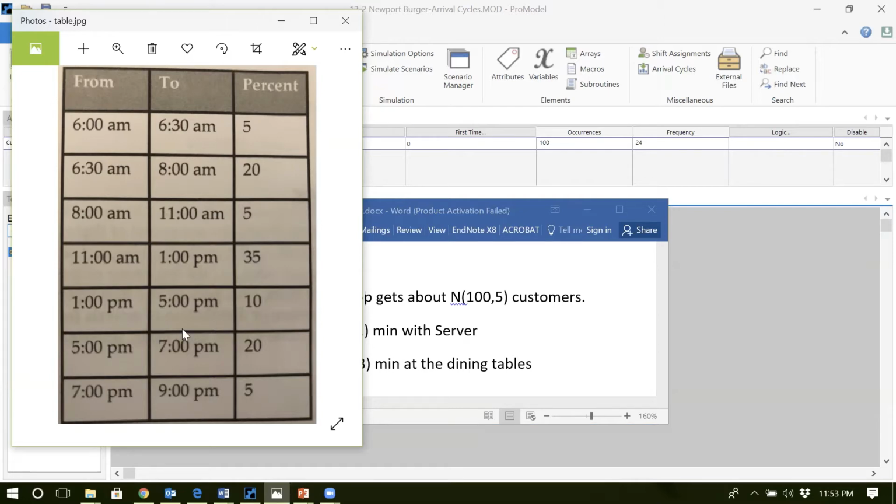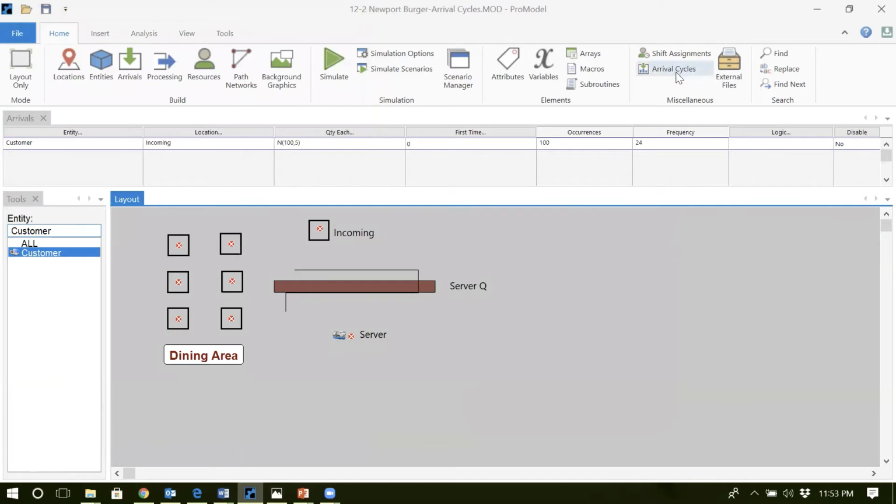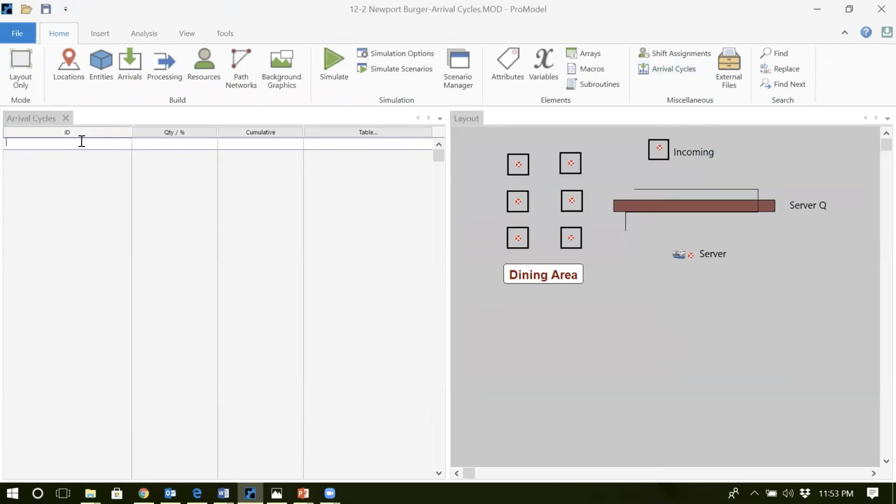To let ProModel incorporate this complexity into the picture, what I need to do is define arrival cycles. Arrival cycles can be defined using this feature here, in the menu, arrival cycles. If I click on arrival cycles, here I can define the name of the arrival cycle. So here I can say the name is going to be burger arrival, or any name that you like. When you press enter, the rest of the row is completed automatically.